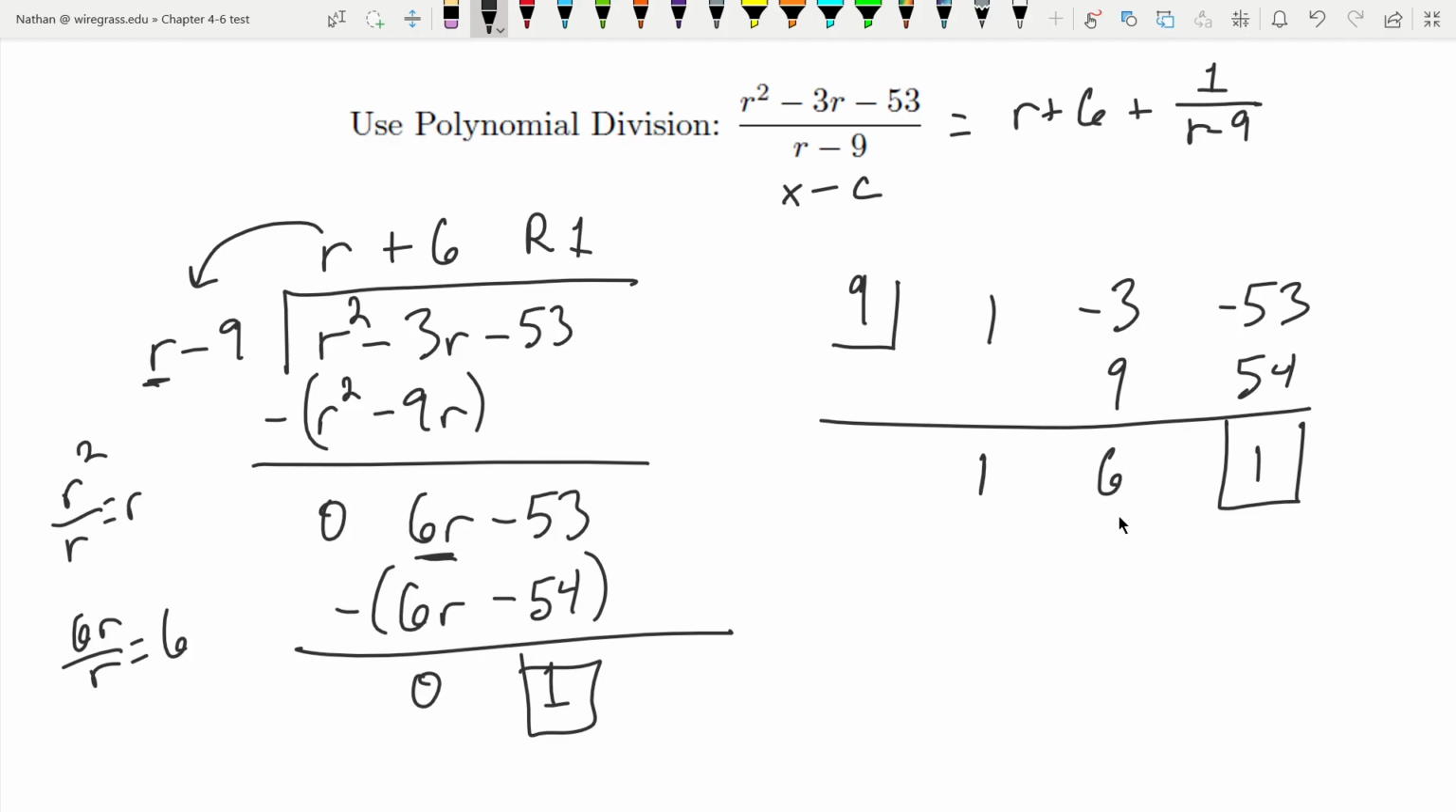So we start with this number. This is our constant. And then we start multiplying by powers of r. This would be by r, and the next number would be r squared. The next one would be r cubed. But you can see here, this is all we have. This is going to be r plus 6 with a remainder of 1. So we add 1 over the divisor, r minus 9. So you can see we get the exact same answer no matter which way we do it. Synthetic division is just an easier way for this problem.